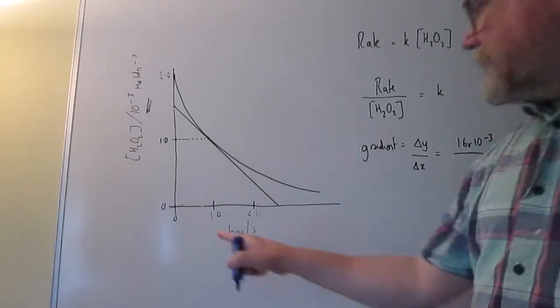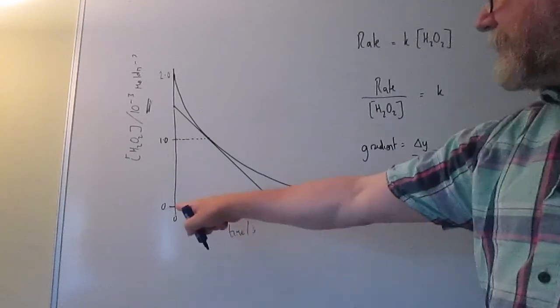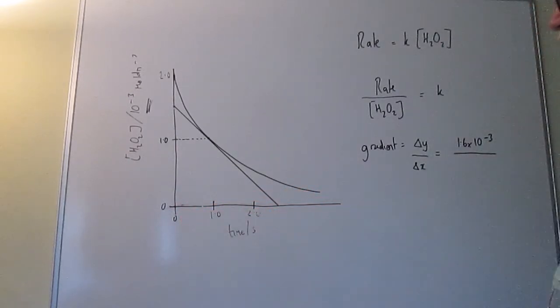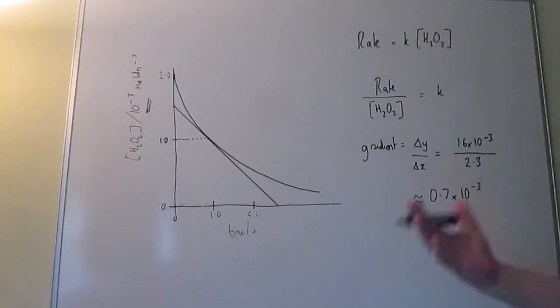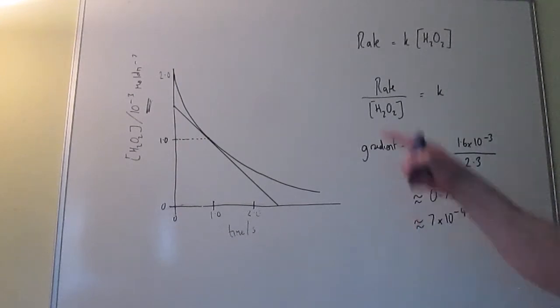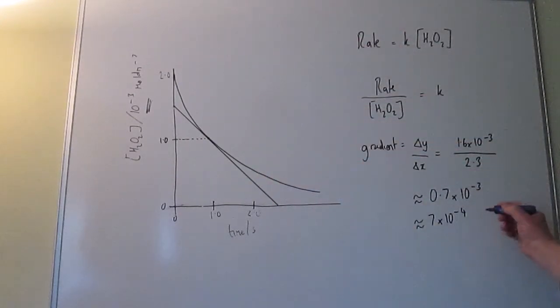The horizontal change, no correction on these, so we can just read it straight off. It goes from about 0 to 2.3. Which comes out around 0.7 times 10 to the minus 3, or 7 times 10 to the minus 4. That's the number, and that's the rate, so that has units of moles per dm cubed per second.